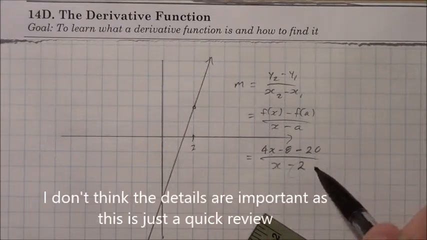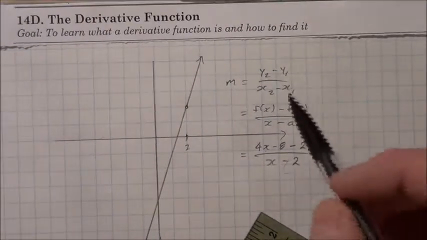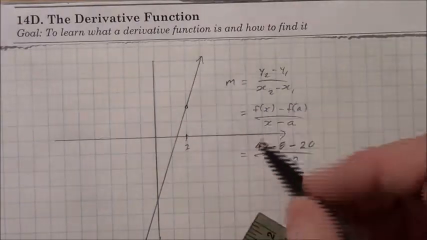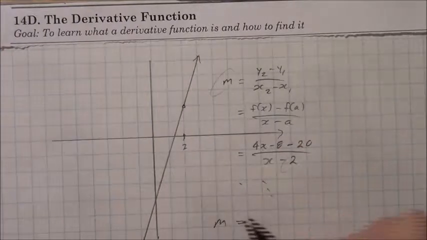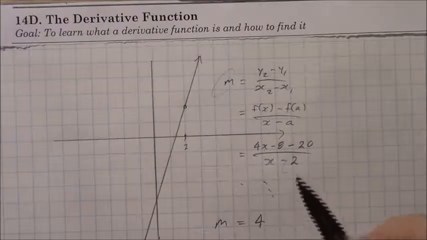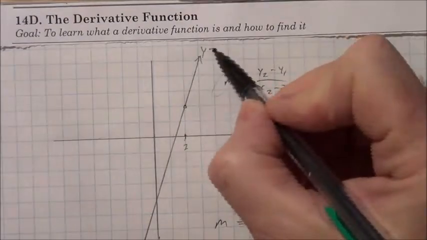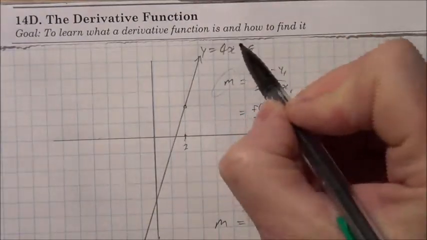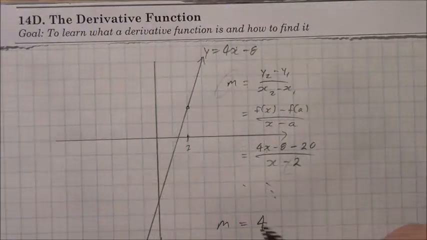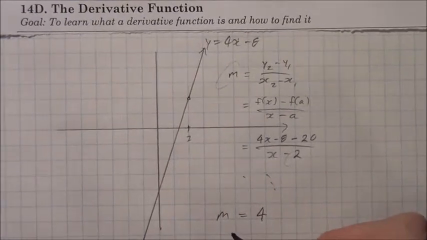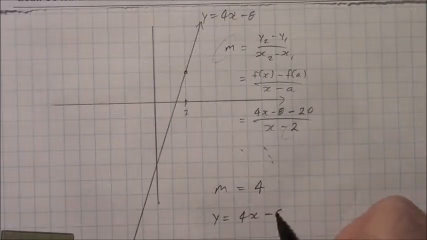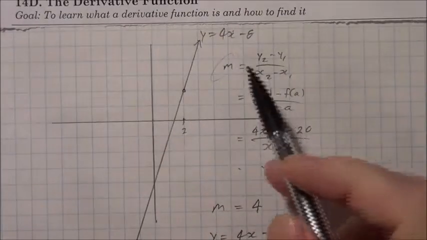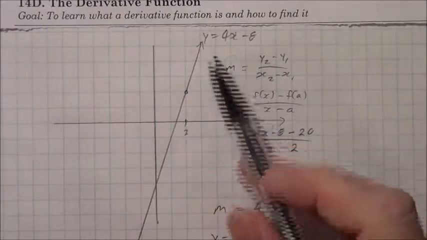The exact details aren't necessary, but what we did find was that after this whole long process, the gradient that we were looking for was 4. I believe the function was something like y equals 4x minus 8, for example. Then when we found the actual equation of the tangent line a few minutes later, we saw that it was 4x minus 8, which was exactly the same as the function we were looking at, this line.